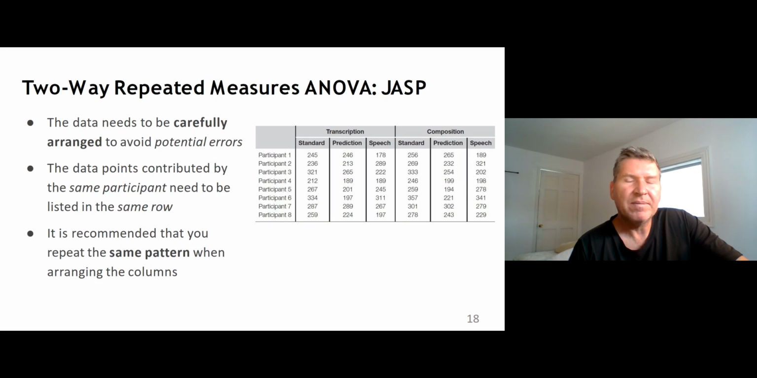So we need to be very careful. Now, this is with the within group design. So we have transcription and composition, and we have 6 total columns, each with a separate time. And you can see here that we have standard, prediction, speech. Standard, prediction, speech. Those are repeated. The first 3 are for transcription. The second 3 are for composition. So it's important to arrange this in a way that makes sense. The column heads are going to give you some information about how to do this kind of analysis and what the results are going to look like.